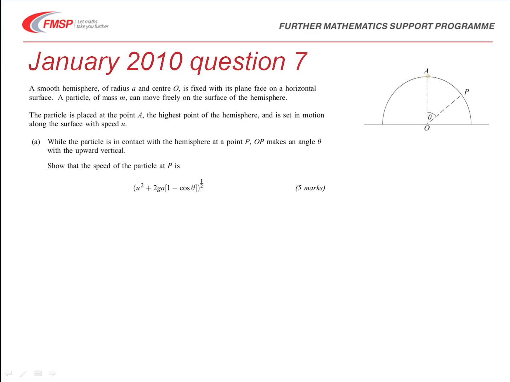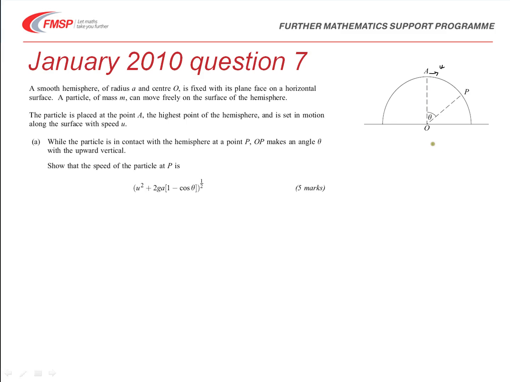The particle is placed at A at the highest point and set in motion with a speed of u. So initially this is pushed horizontally with a speed of u. First part of the question says, while the particle is in contact with the hemisphere, OP makes an angle theta with the vertical, as shown in the diagram, and we've got to show that the speed of the particle at P is given by this expression.